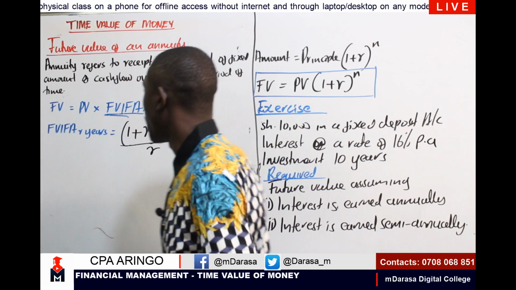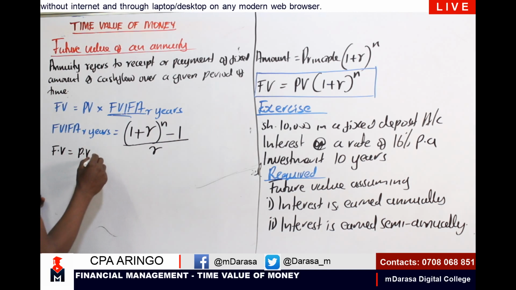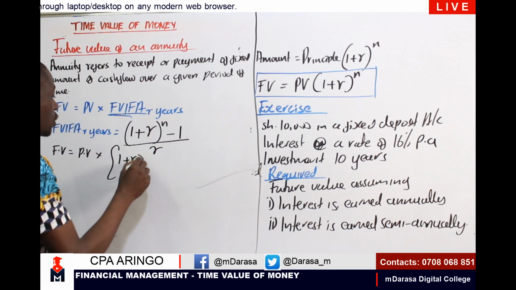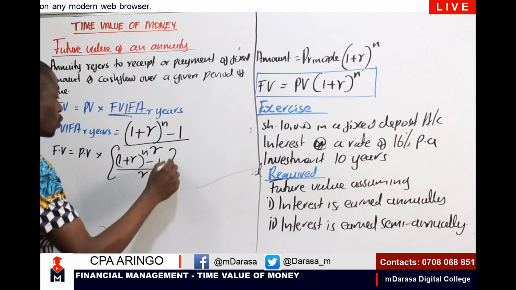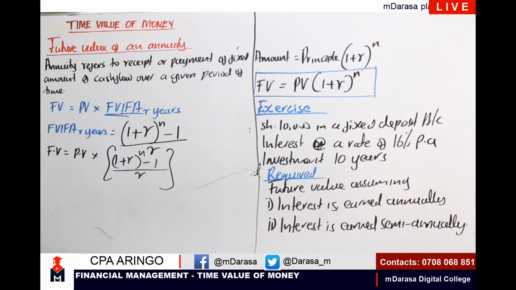So therefore, very briefly, we are saying that for me to determine my future value, if we are talking of my present value here, we multiply by 1 plus R raised to power N minus 1, we divide by R. This is what Mwalimu is saying. And to cement the concept clearly, it would be very appropriate that we look at a question here, which will enable us to understand this clearly. So I'm going to pose this question for us here. This is our question.